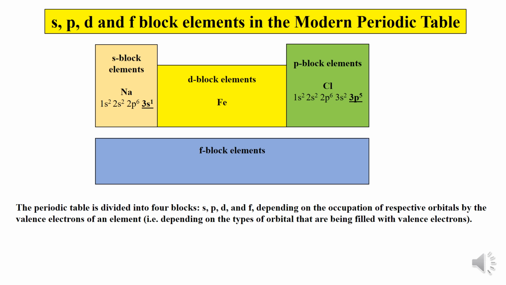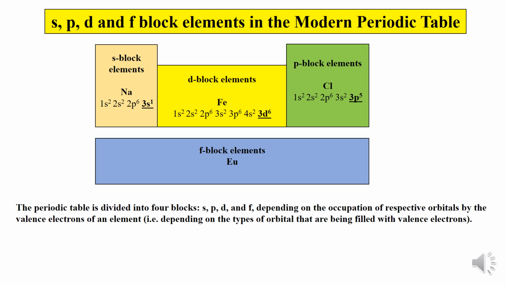What about iron? Let's check its electronic configuration. Its electronic configuration is 1s2, 2s2, 2p6, 3s2, 3p6, 4s2, 3d6. And here you will find that the orbital that is being filled is the d orbital. So it is the d orbital that is being filled with valence electrons in case of iron, and therefore iron belongs to the d block. Iron is a d block element.